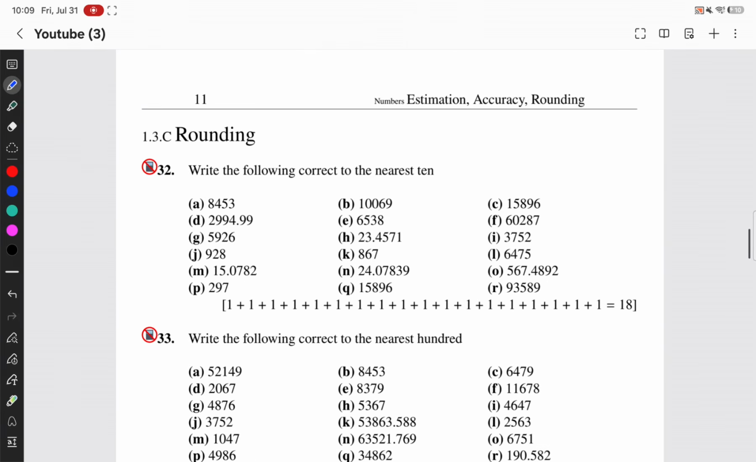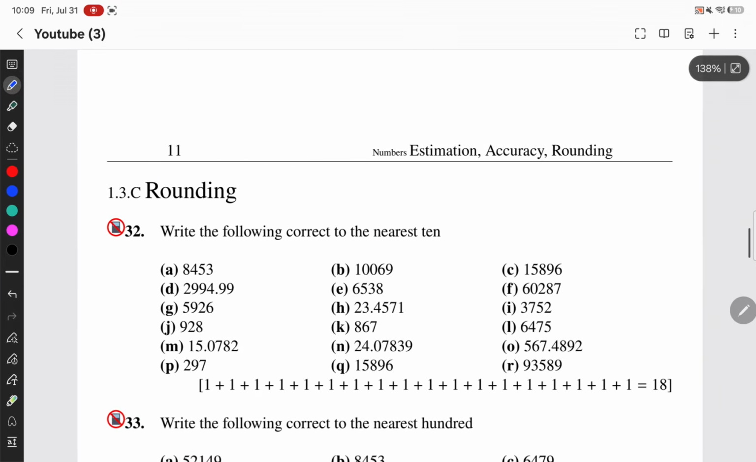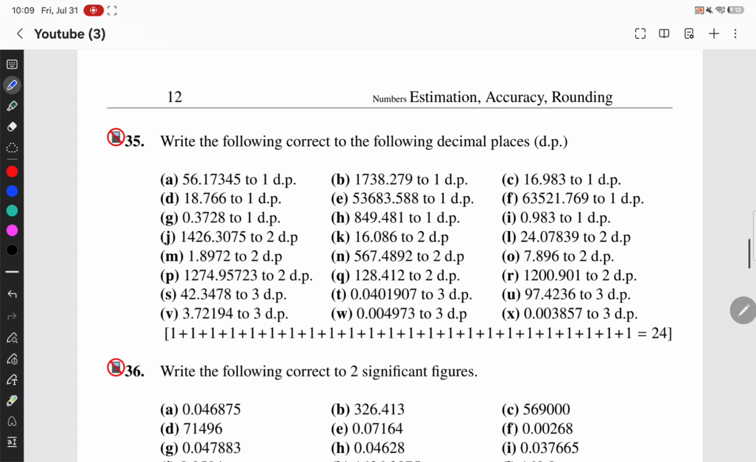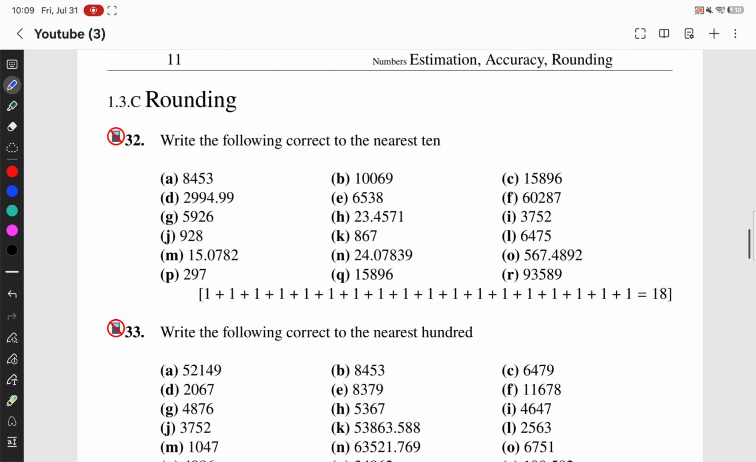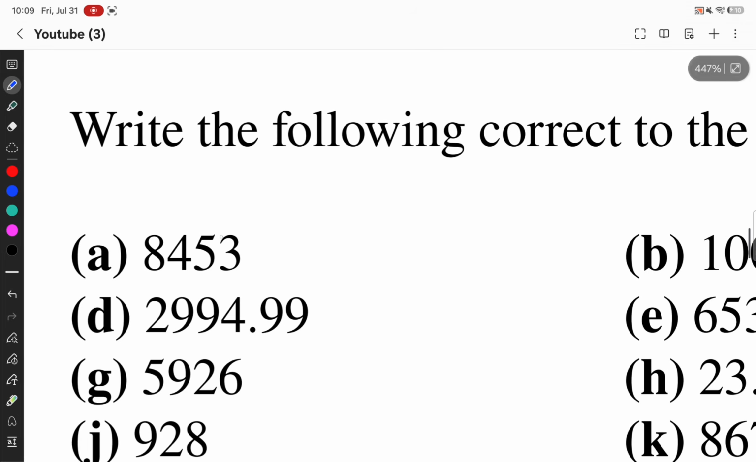Rounding. How do you do rounding? You guys know how to do rounding. Please round to the nearest 10. I will do a few of these questions, like 3, then you guys can do the remaining 15 or so parts. Nearest 10.